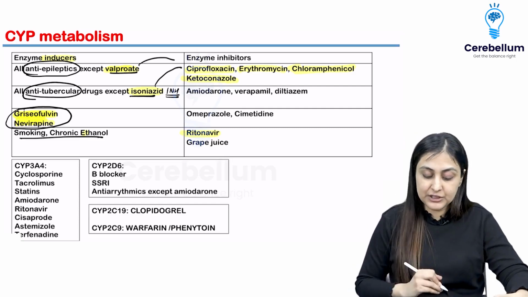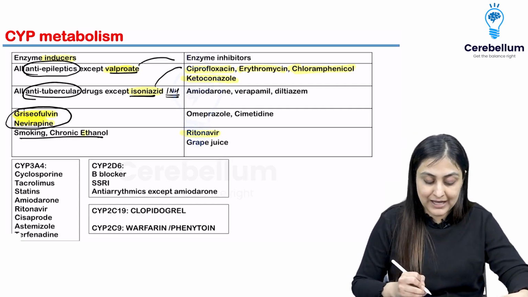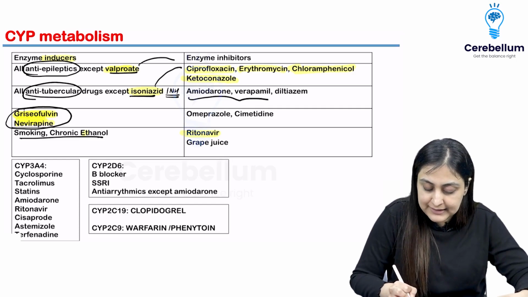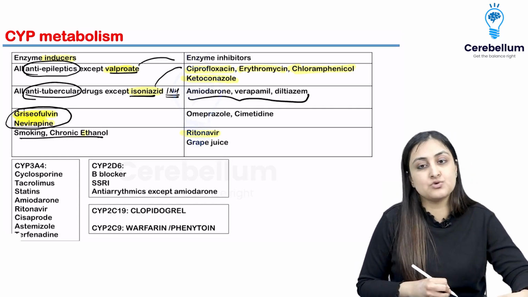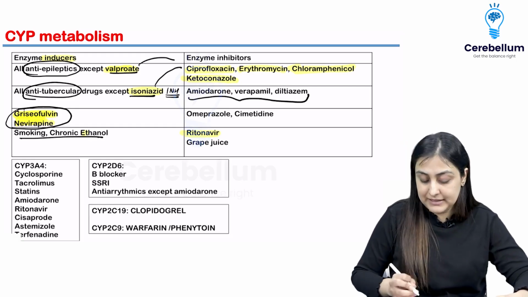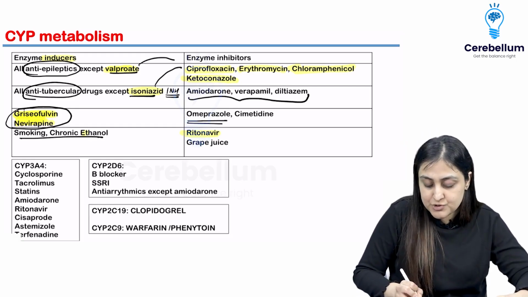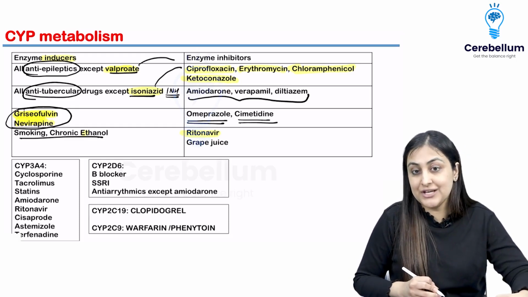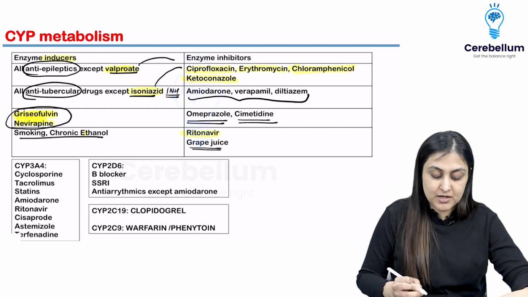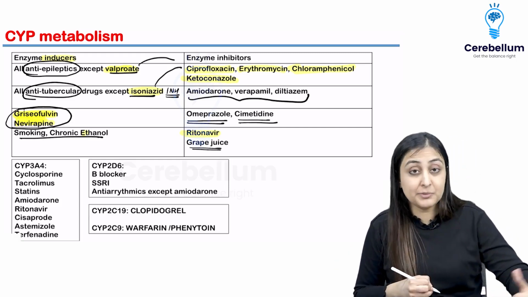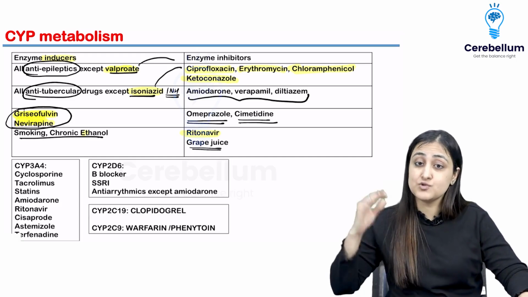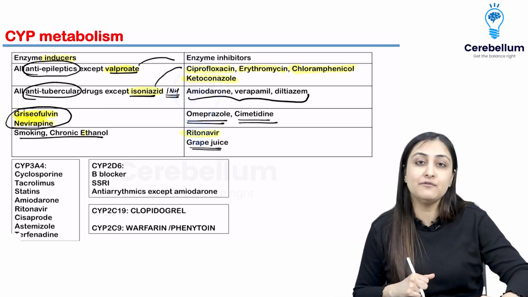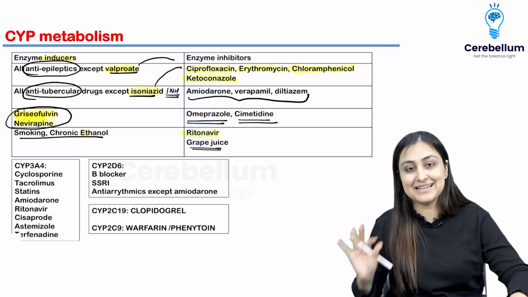Yeah. So we've done all antimicrobials. We know INH, valproate. We know three antiarrhythmic drugs: amiodarone, verapamil and diltiazem. We have omeprazole, which is very important, and we have cimetidine. So this I've also told you in the GI system. And grape juice. So if you drink alcohol, you're going to be induced, but if you drink grape juice, you're going to be inhibited. It's going to have no effect. Okay, so grape juice is an inhibitor.